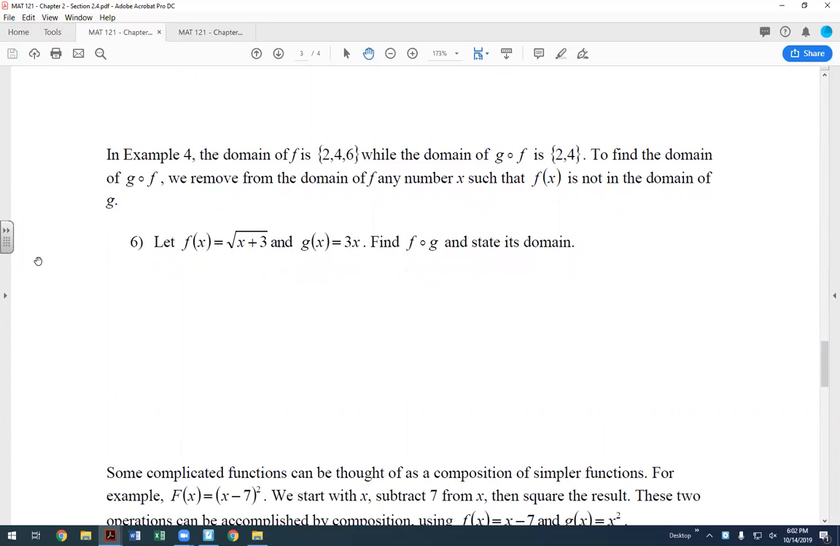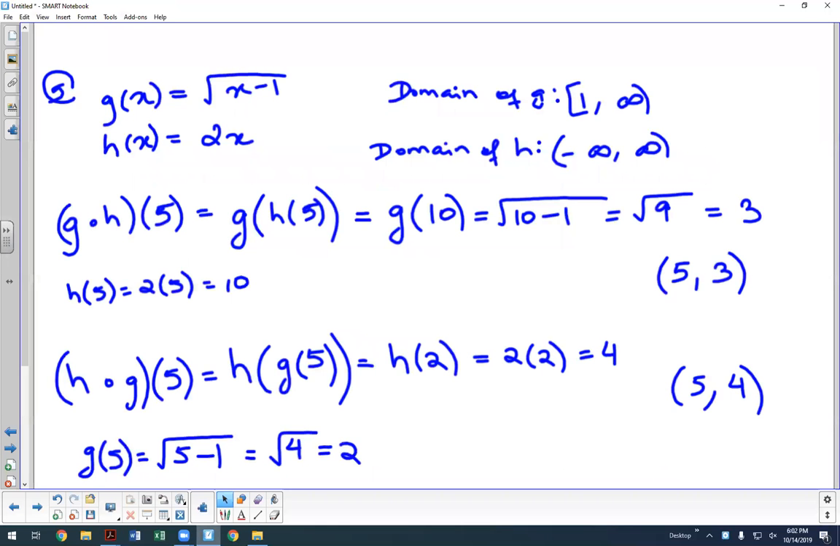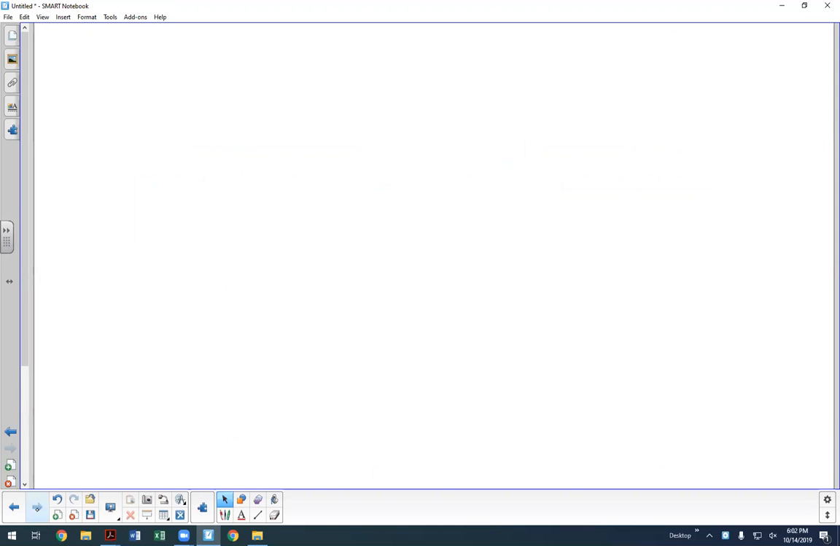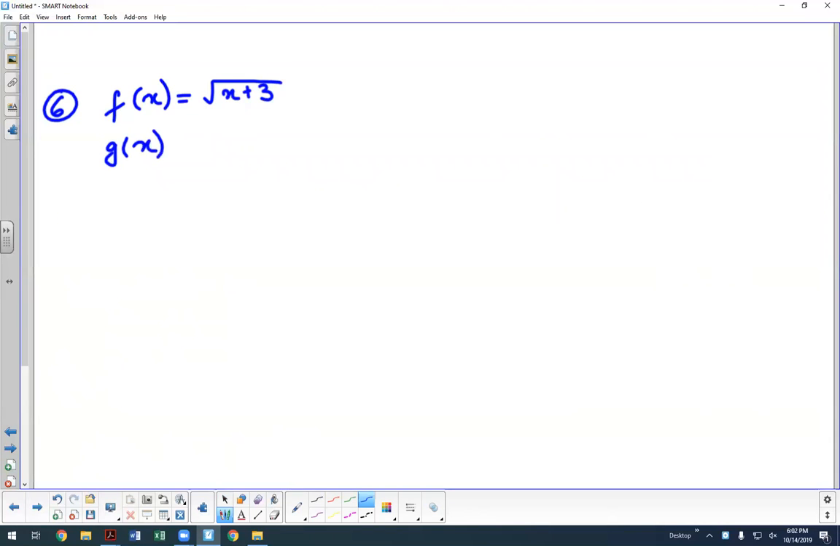Now here, we're doing a general example. So they're giving us f of x as square root of x plus 3, g of x is 3x, very similar to the example we just did. But instead of evaluating at a specific value for x, they're just saying find f of g and talk about its domain. So in general terms, what's going to happen with example 6? Go ahead and tell me what the individual domains for these functions should be. Domain of f of x is going to be bracket -3 to infinity, I think.